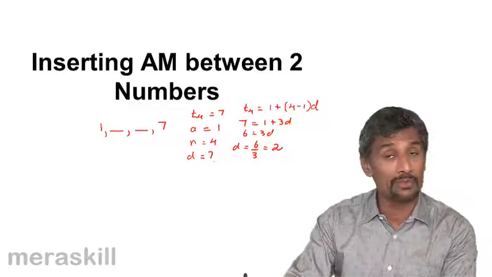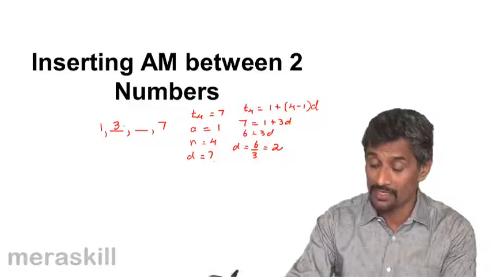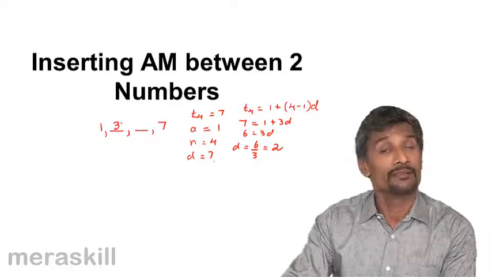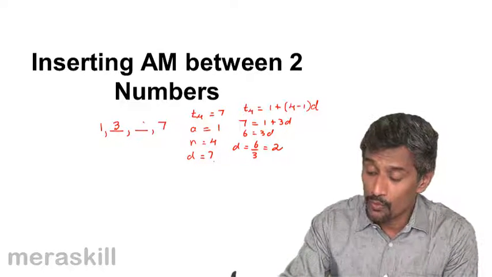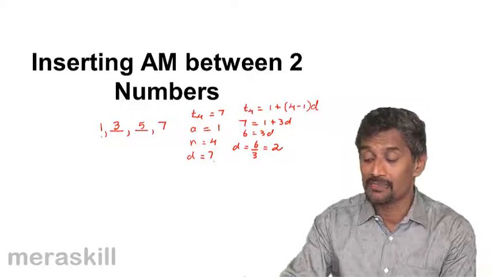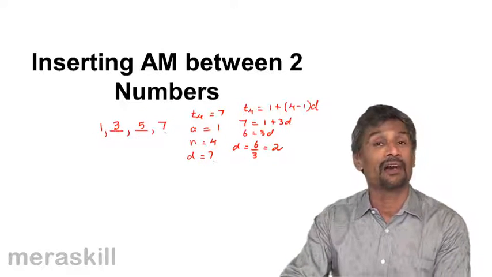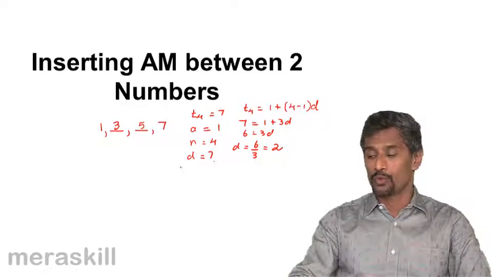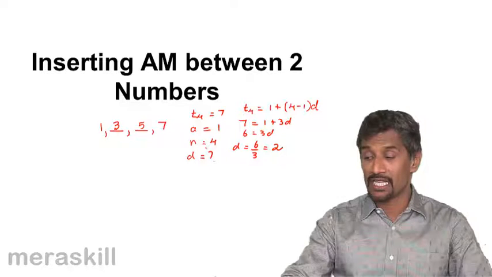That means the first number is A. The second number is A plus D, that is 1 plus 2, 3. The next number is A plus 2D, that is 1 plus 2 into 2, 4, 5. So thus we have introduced two arithmetic means between 1 and 7. It means that 1, 3, 5 and 7 are in arithmetic progression. This is the general idea of how to insert arithmetic means between two numbers.